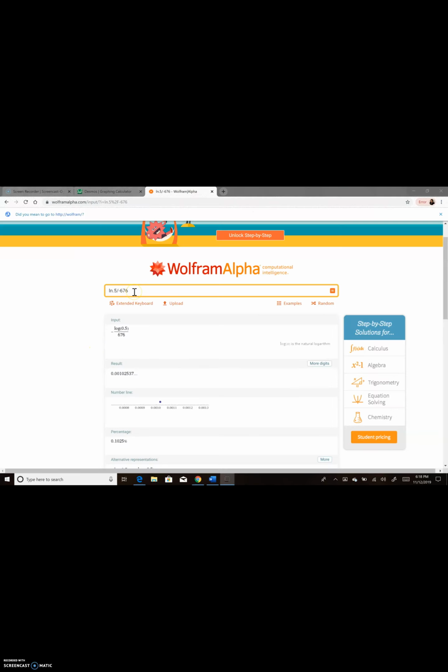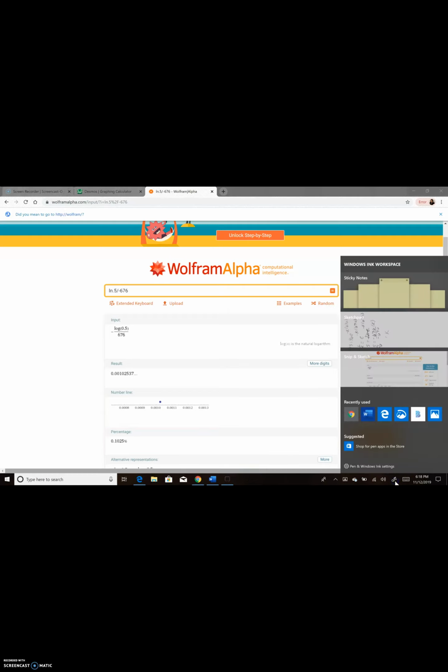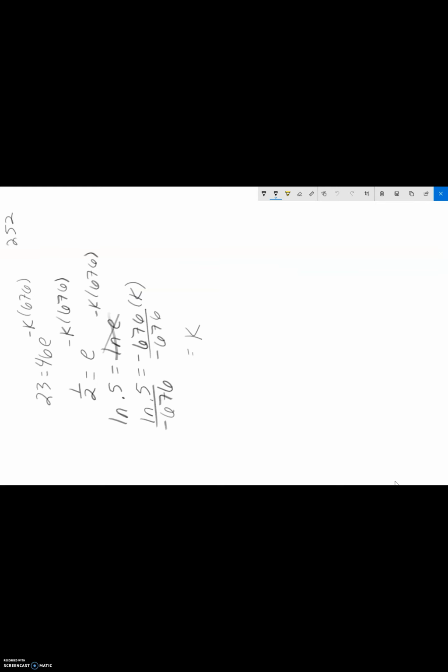All right, you guys, so if you put that into the calculator, the natural log of 0.5 divided by negative 676, you are going to get 0.00102537 on and on and on. Wolfram already did the percent for us, 0.0125%. How about we just use 0.00103. So k is equal to 0.00103.